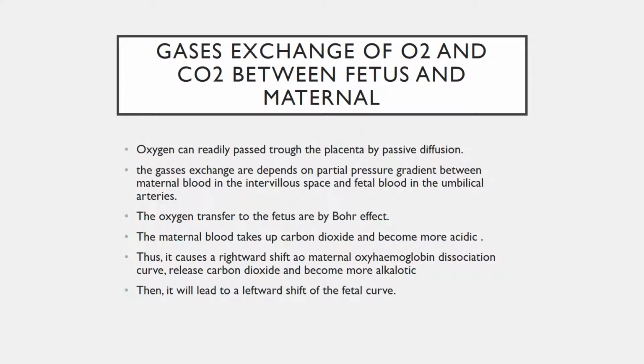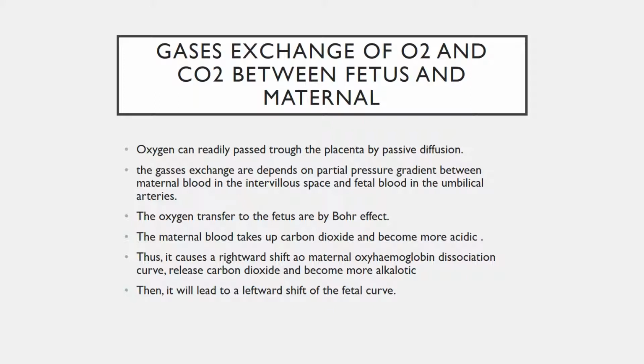The third question is about gas exchange of oxygen and carbon dioxide between fetus and mother. Oxygen can readily pass through the placenta by passive diffusion, and the gas exchange depends on partial pressure gradient between maternal blood in the intervillous space and fetal blood in the umbilical arteries.